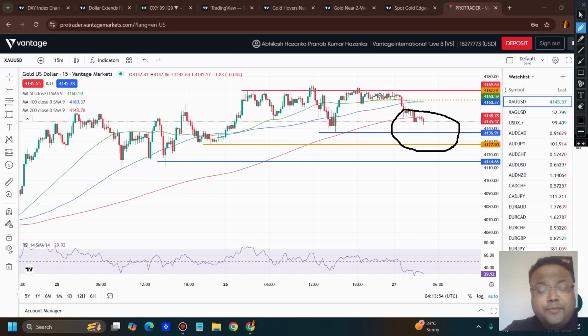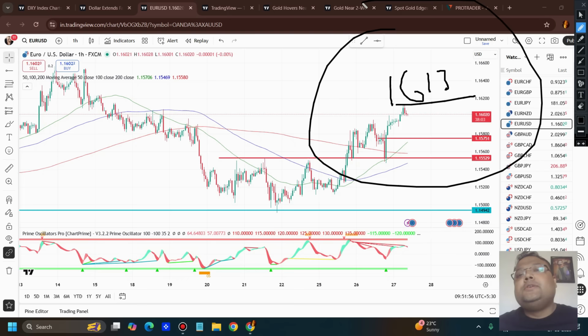Just make sure that the dollar index is below the 99 level, because as we have seen, if the dollar index breaks 99, we can see further pressure. So if the dollar index breaks 99, we can expect a good breakout above 1613. But buying at retracement is always safer in comparison to buying at breakout.